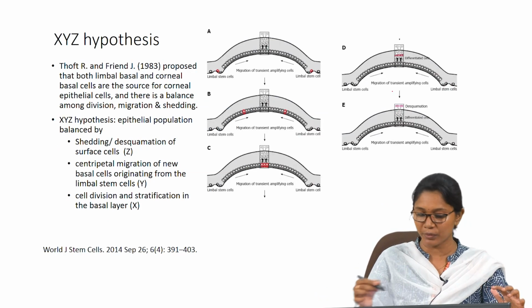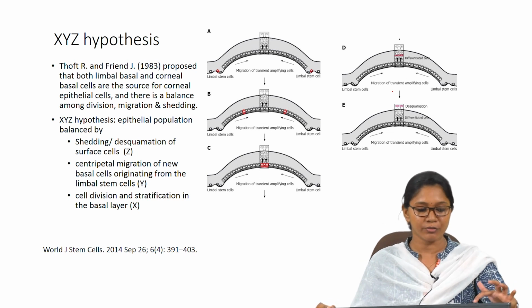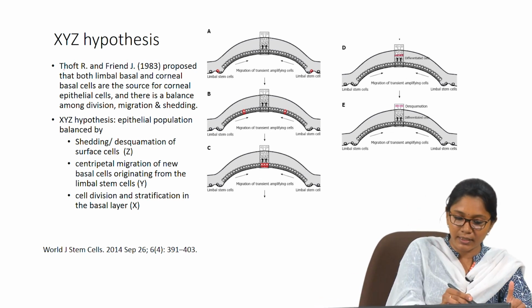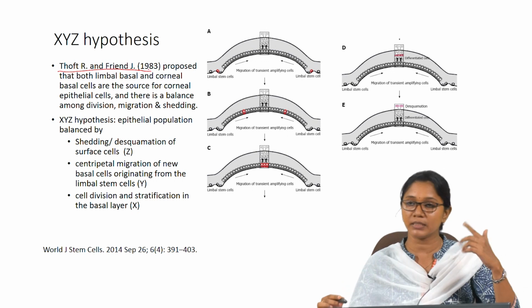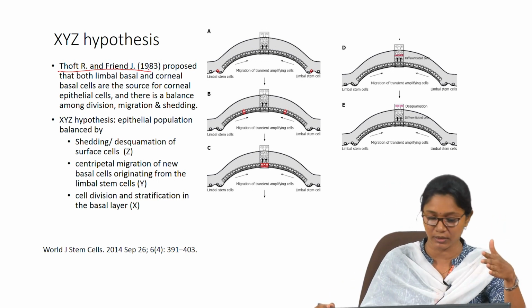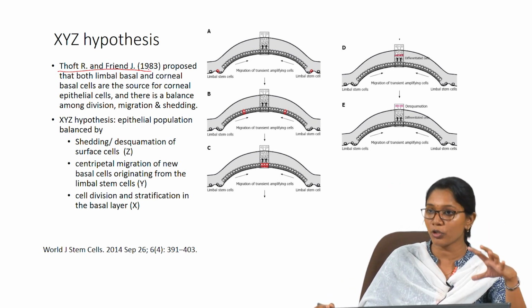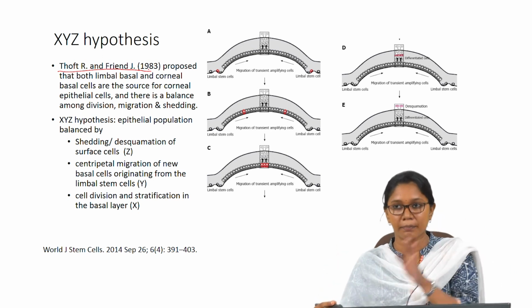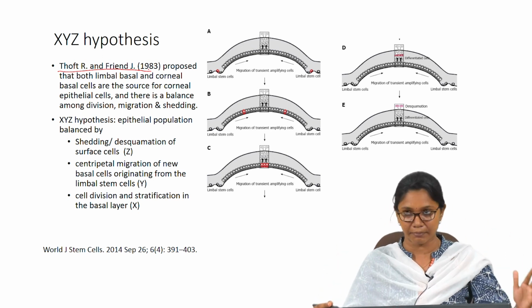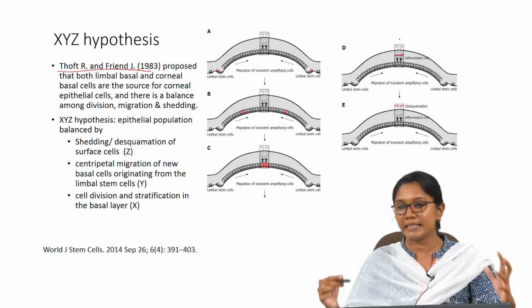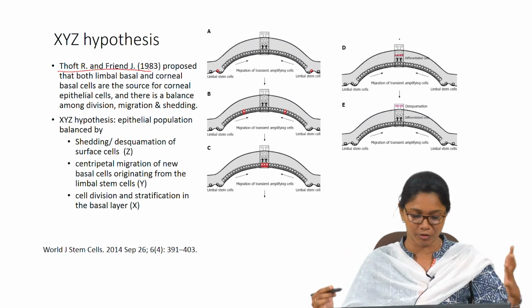So, this picture will tell us what is happening. Thoft R and Friend J, these are the two scientists who first proposed this theory, the XYZ hypothesis, in 1983, which showed that there is a balance between the basal cells and the limbal stem cells, which helps in maintaining the corneal epithelial homeostasis.